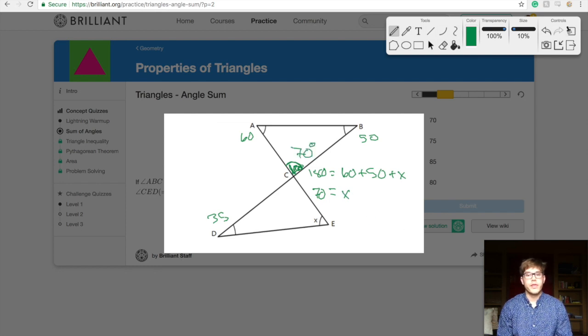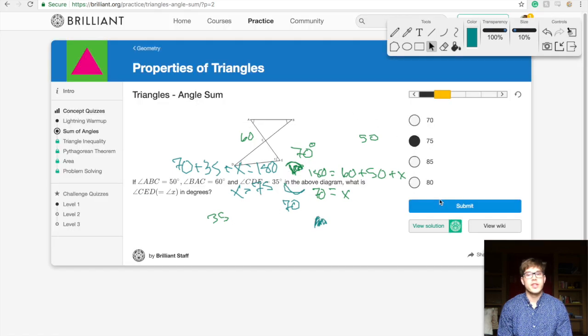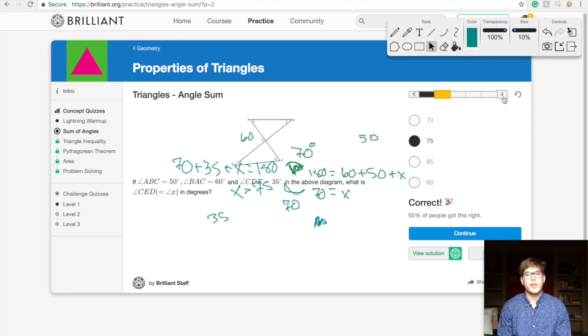Because of vertical angle theorem, we know this angle here must also be 70. And so to find this missing angle x, what do we do? Well, again, the sum of a triangle's angles is 180. So 70 plus 35 plus the remaining angle equals 180. 70 plus 35 is 105. Subtract 105 from 180, and you're left with x equals 75. Very nice. Great work.